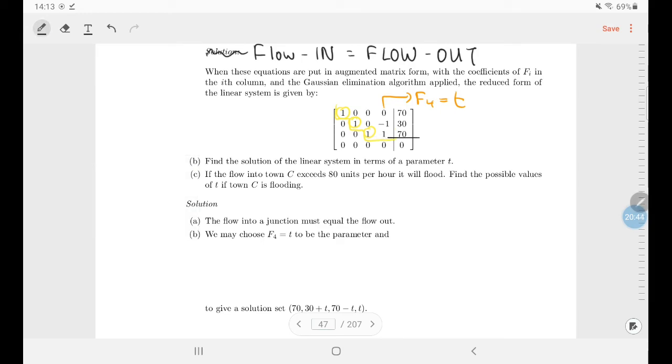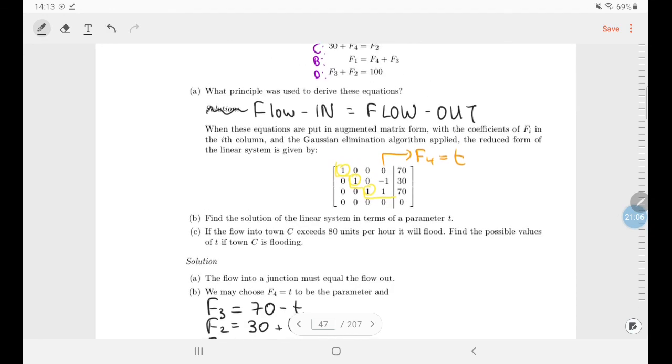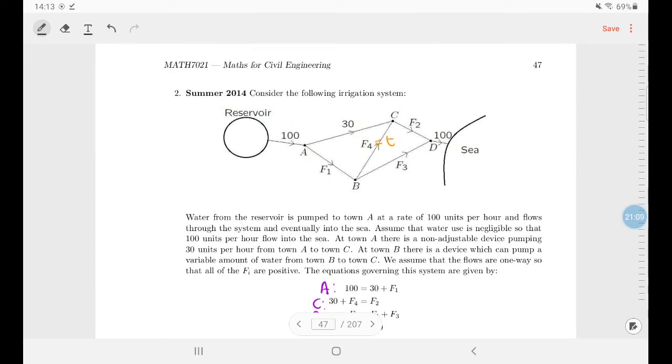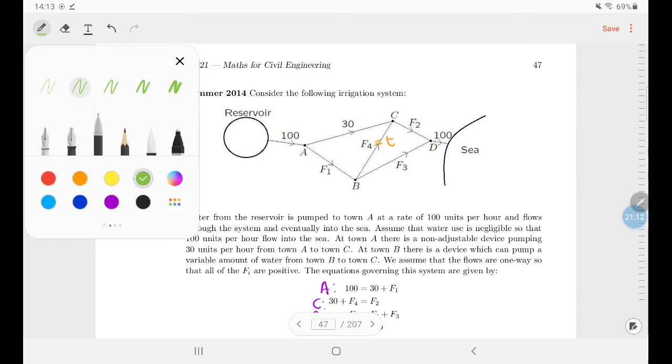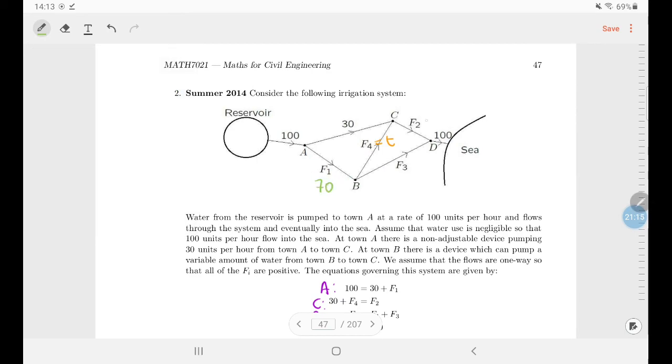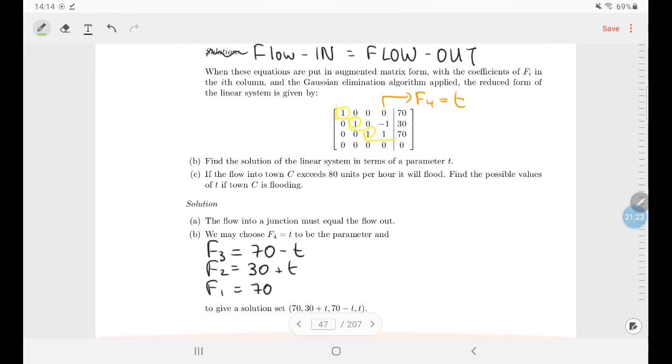So F3 plus F4 equals 70. So F3 is equal to 70 minus F4, which is T. And then similarly, F2 minus F4 equals 30. So F2 is equal to 30 plus F4, which is T. And then finally, F1 equals 70. Now that probably falls out in the wash if we just look at it. Yeah, if there's 30 there, then F1 clearly has to be 70. This is 70, this is T. This becomes 30 plus T. This becomes 70 minus T, I think, hopefully. Yeah, and we get the solution set there.